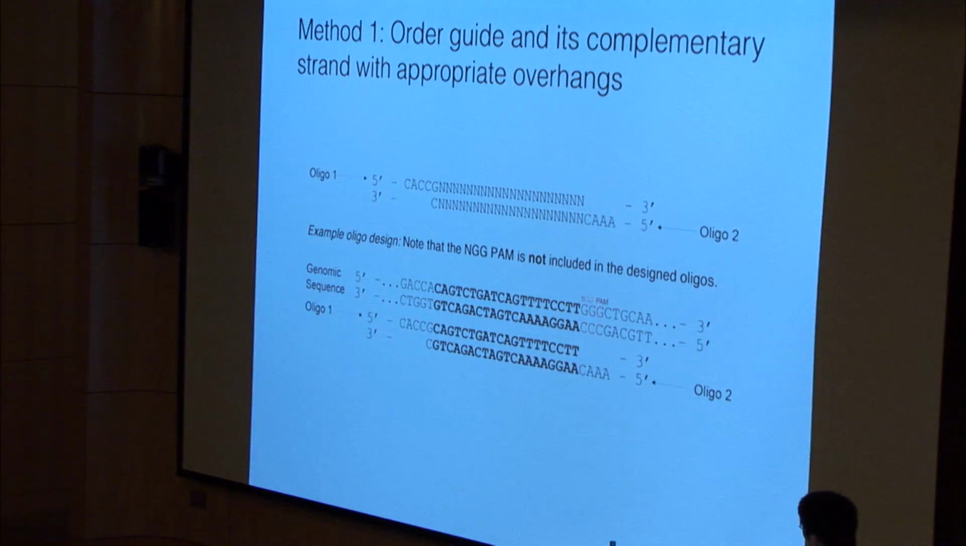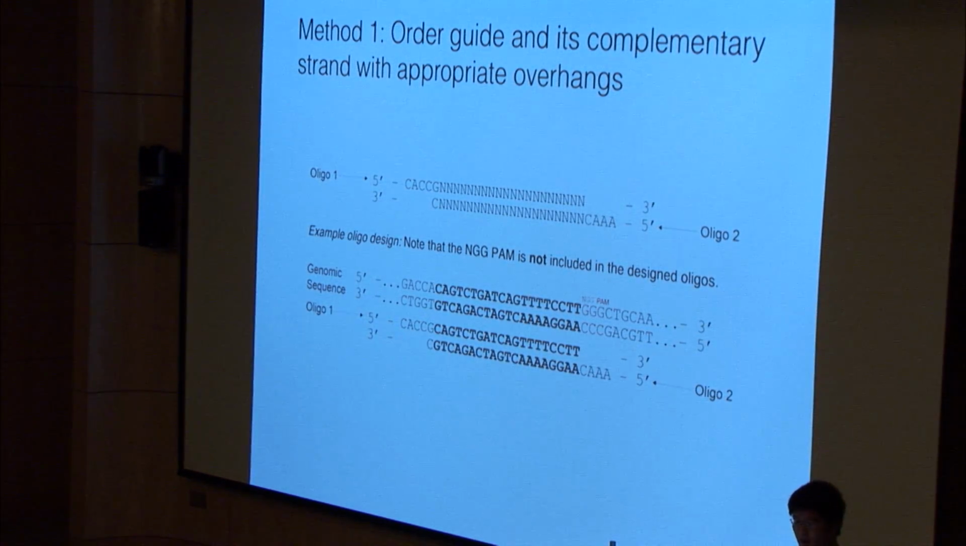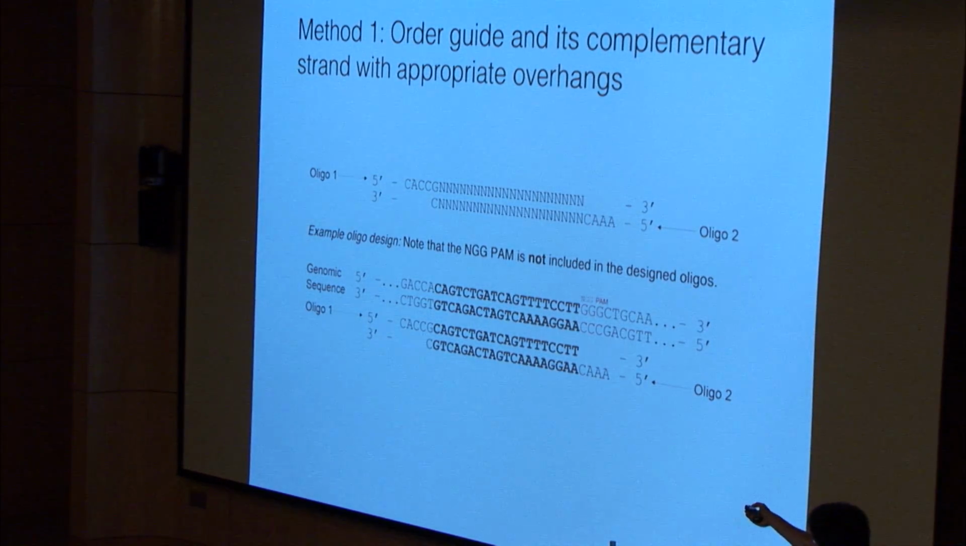If this is the genomic sequence with the NGG PAM here, we take everything up to but not including the PAM. So here is the target sequence, and we append the overhang that will allow this to be cloned in. Similarly, on the bottom strand, we append this overhang. Well, the CAAA on the other side, that's not the same as the PAM. So usually I will order about 24 to 25 base pair oligos, 2 of them for every guide that I want to clone, and anneal them together.